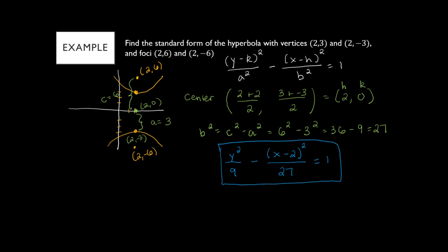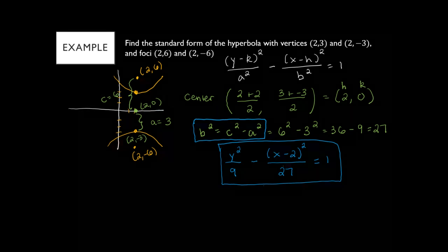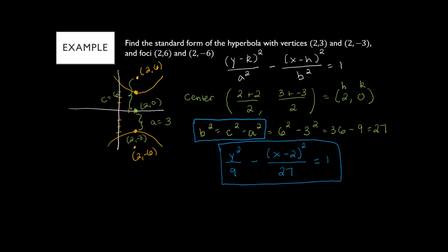Any questions? How come we don't square B? B, we found B squared, it's already squared. Yeah, because the formula here is B squared equals C squared minus A squared. So since it's already squared, I don't have to square it again. I can just plug it directly into the formula. Okay. Any other questions? Not yet. Okay.